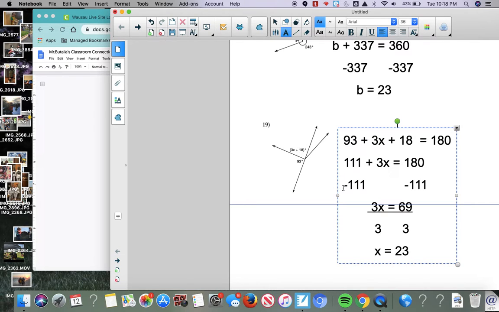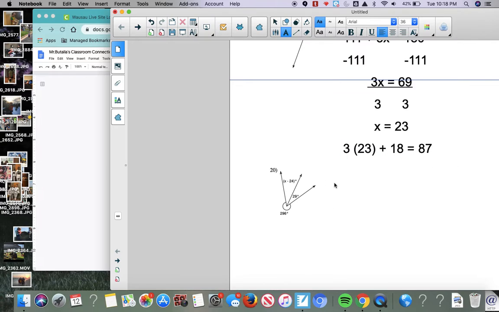So I still have a little work to do here. I'm going to plug it back in. So 3 times 23 plus 18 will give me my new measurement. And I know, again, 3 times 23 is going to give me 69 plus 18 is going to give me 87 degrees. And now, if I add these two up, 87 degrees plus 93 degrees, that should give me 180. And what do you know?